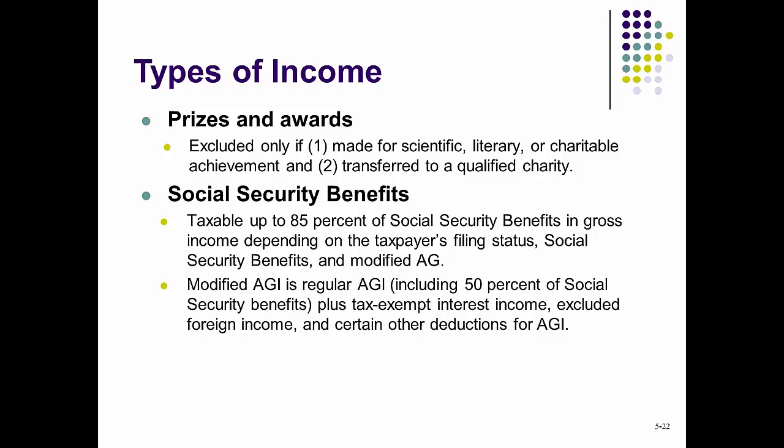What about Social Security benefits? For those who are receiving Social Security benefits, up to 85% of the benefits is taxable in calculating gross income, depending on, number 1, the taxpayer's filing status, number 2, the Social Security benefits, and number 3, modified adjusted gross income, or what we usually call MAGI. Modified adjusted gross income, or MAGI, is the adjusted gross income AGI minus Social Security benefits plus tax exempt interest income plus foreign income minus certain for AGI deductions. For detailed Social Security benefit calculation, see text and example 5-18 on pages 5-18 and 19.